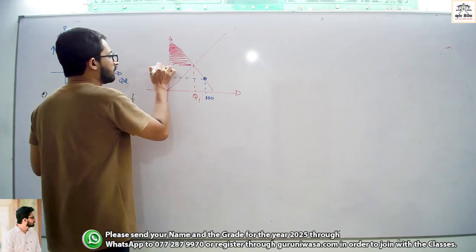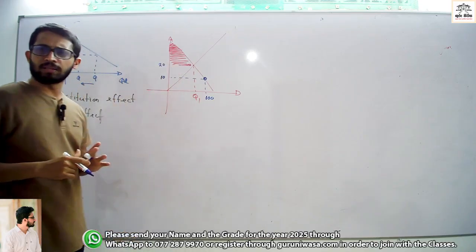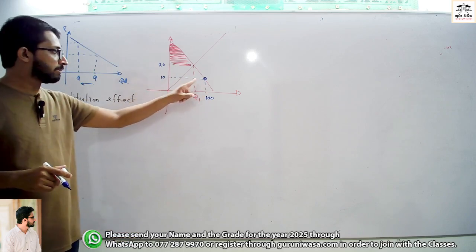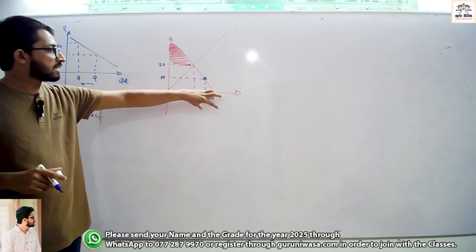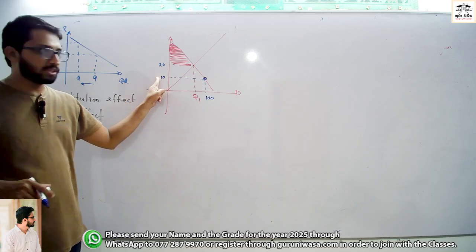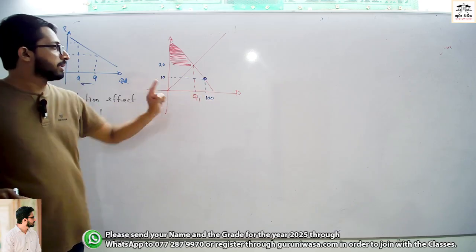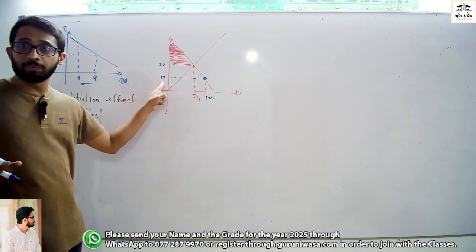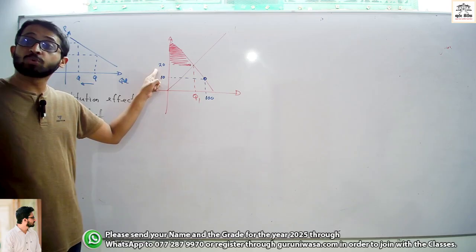Here assume the equilibrium price is 20 rupees. What does this point mean? Consumers are willing to buy 100 units at price 10. In other words, to buy 100 units, consumers are willing to pay a maximum of 10 rupees. But the equilibrium price is 20.